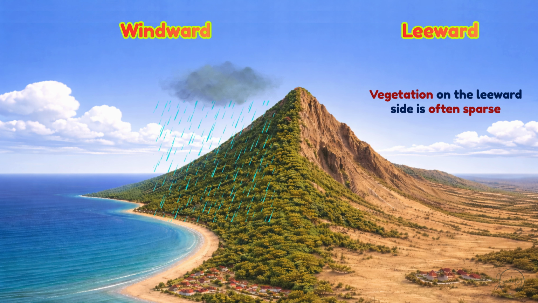Vegetation on the leeward side is often sparse, with desert plants and grasslands adapted to drier conditions.